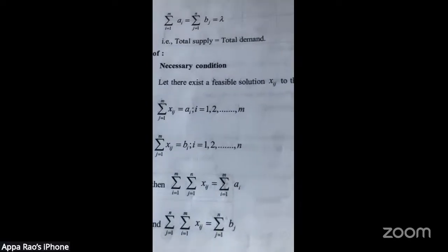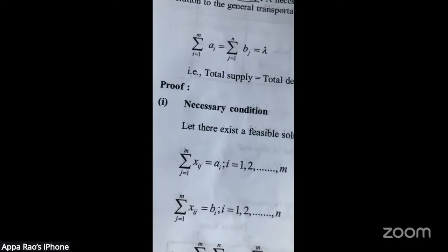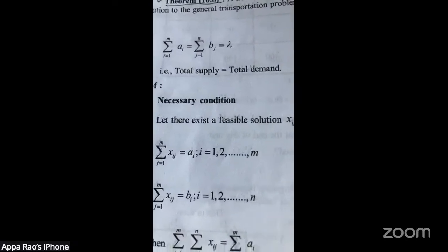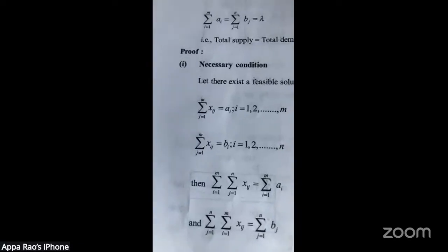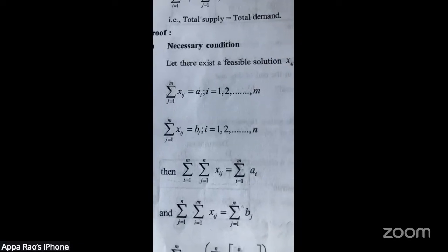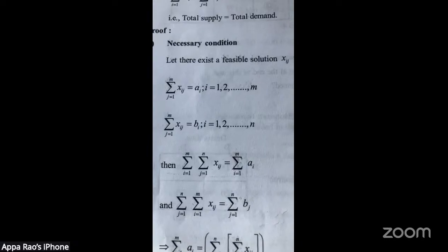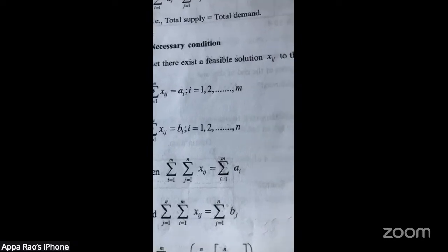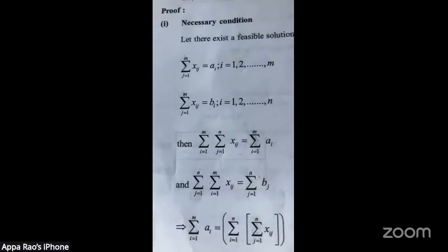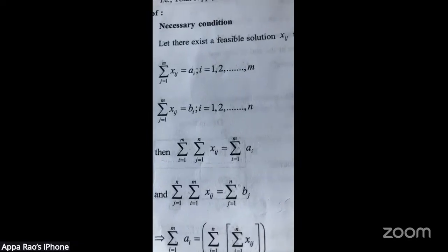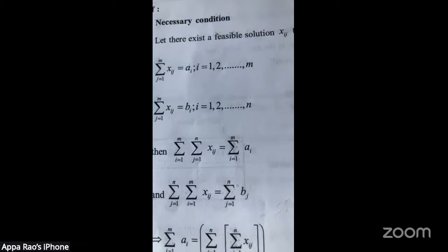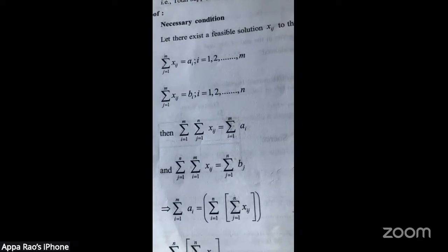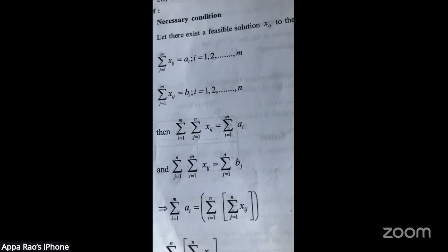What is the necessary condition? Let there exist a feasible solution x_ij to the transportation problem. Then the sum over j of x_ij equals a_i, and the sum over i of x_ij equals b_j. Then the double sum of x_ij over i and j equals the sum over i equal to 1 to m of a_i.